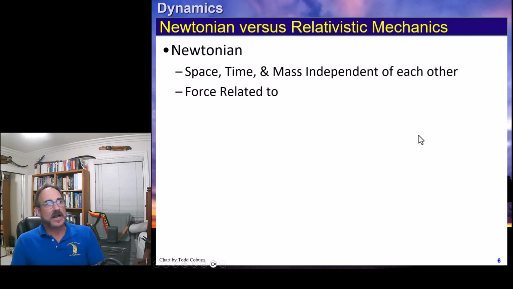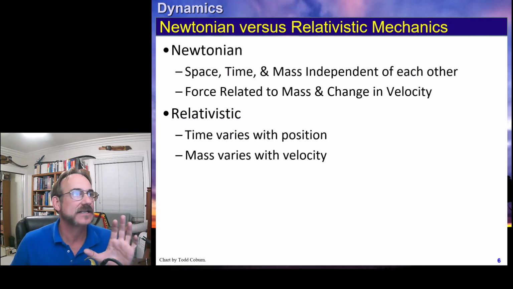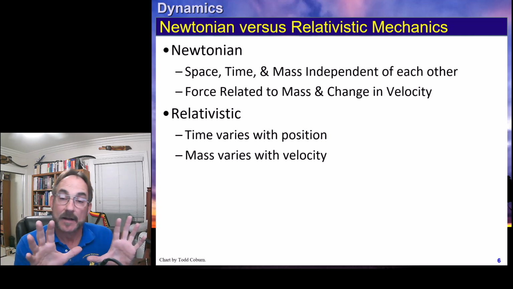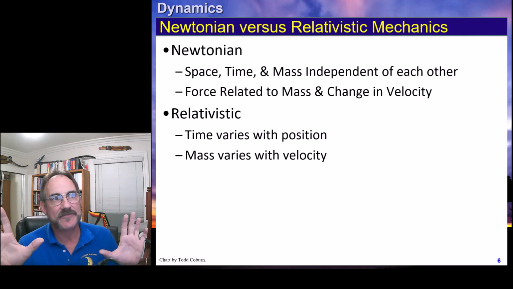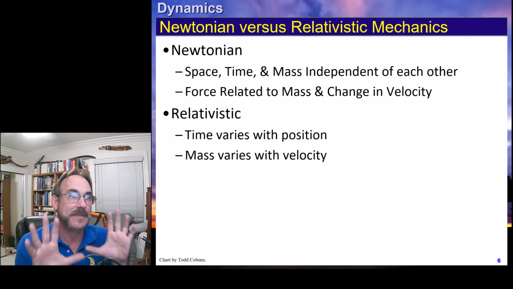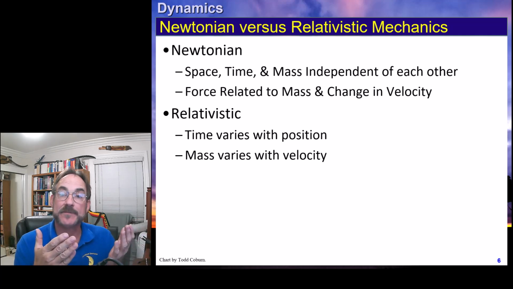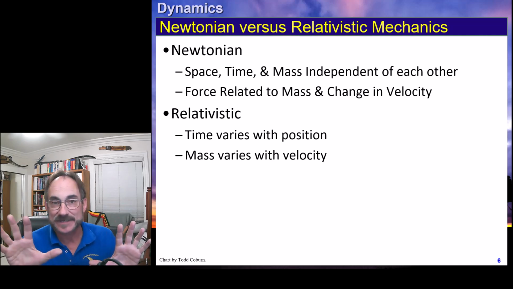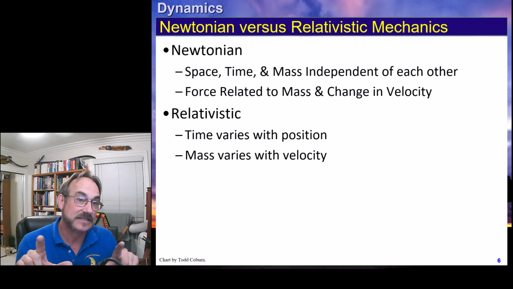Okay, we're going to be talking about Newtonian versus relativistic kind of mechanics. With Newtonian mechanics, the mechanics that Newton perfected, we're going to be talking about space and time and mass as if they're independent of each other. Space is there, and there's time, and there's mass, and they don't really change each other. And force in this system is related to mass and change in velocity. Remember, the force is equal to the mass times the acceleration, or another way to say that, the mass times the change in velocity. We're going to be studying these concepts in this class.